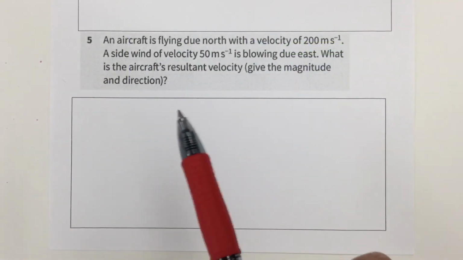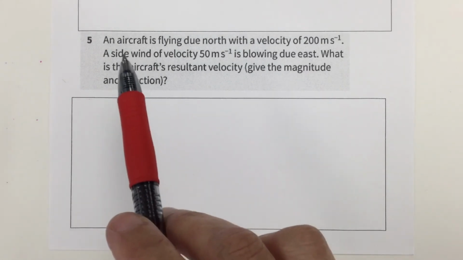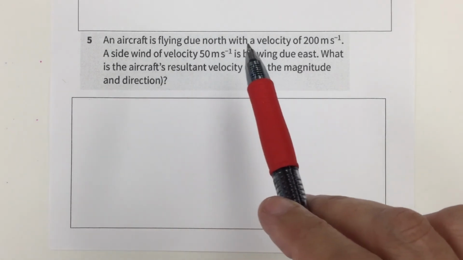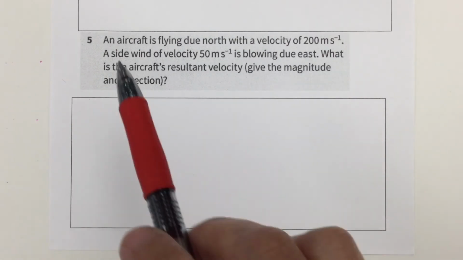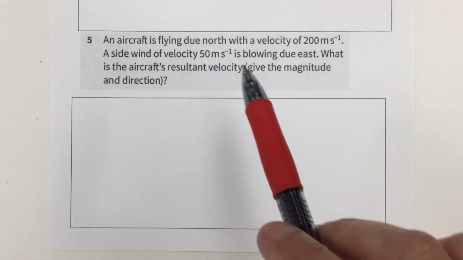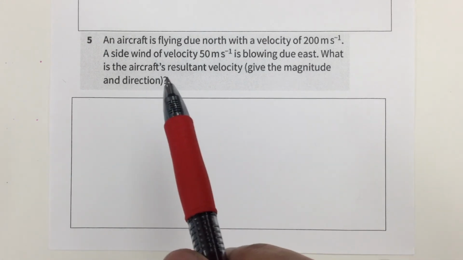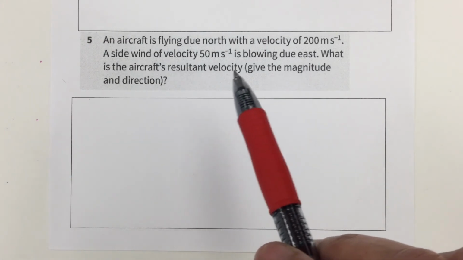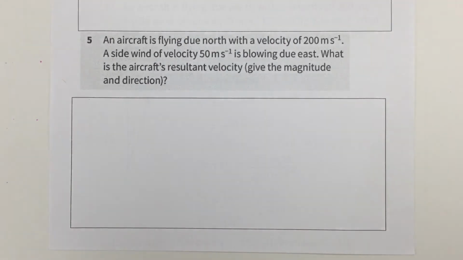This problem is more common in physics questions. An aircraft is flying due north with a velocity of 200 meters per second. A side wind of velocity 50 meters per second is blowing due east. What is the aircraft's resultant velocity? Give the magnitude and direction.